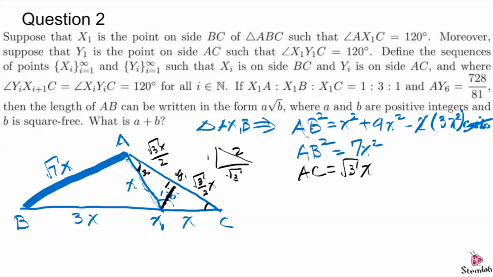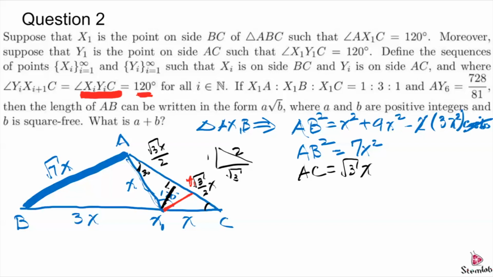Let's use a different color, we'll get confused quite easily. Oops, that's not y1 actually. I already got confused myself. That's just the foot of the perpendicular. So the y1 we're given is forming 120 degrees at y1. So x1 y1 c is 120 degrees. Okay, so that's forming 120 degrees.